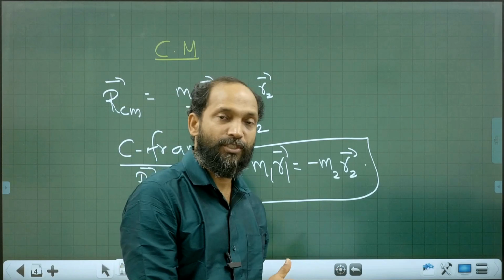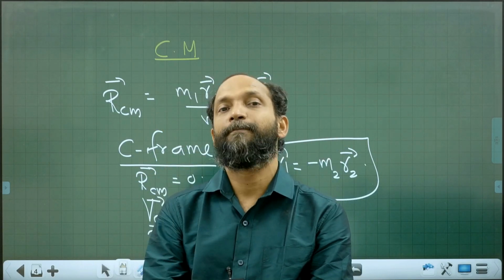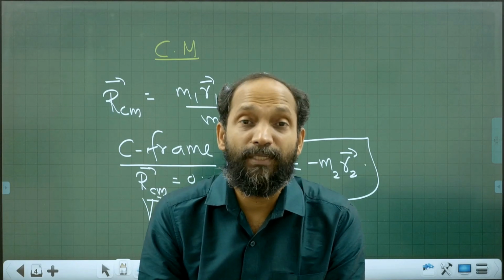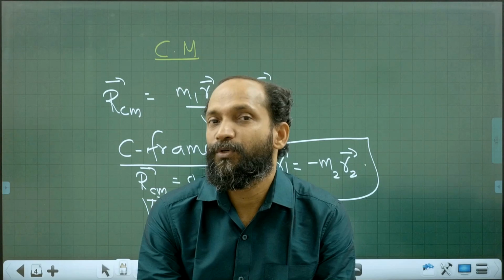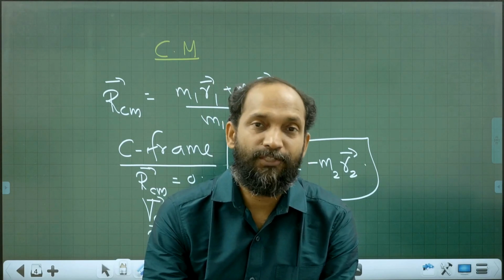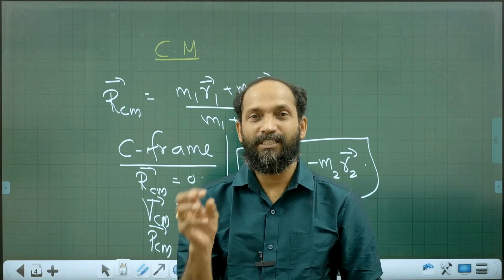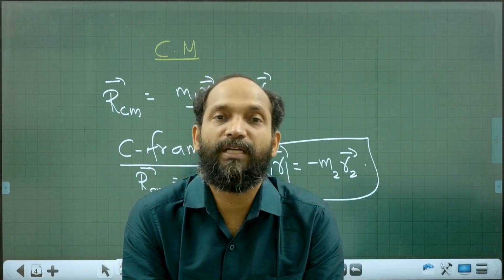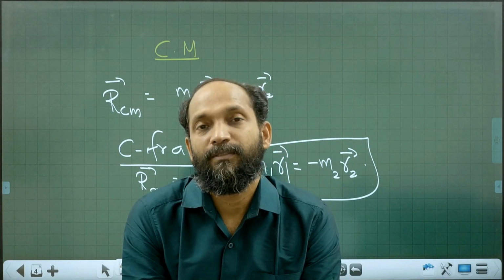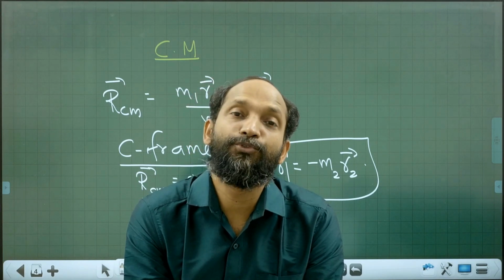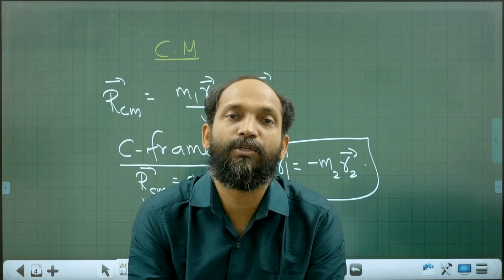Also, you can use this principle to find the center of mass of a rigid body after removing a small amount of symmetric mass from it. For example, a disk of mass m and radius r. Another small disk of radius r by 2 removed from one end. Then where is the new center of mass located? All that we can do using m1 r1 equal to minus m2 r2.